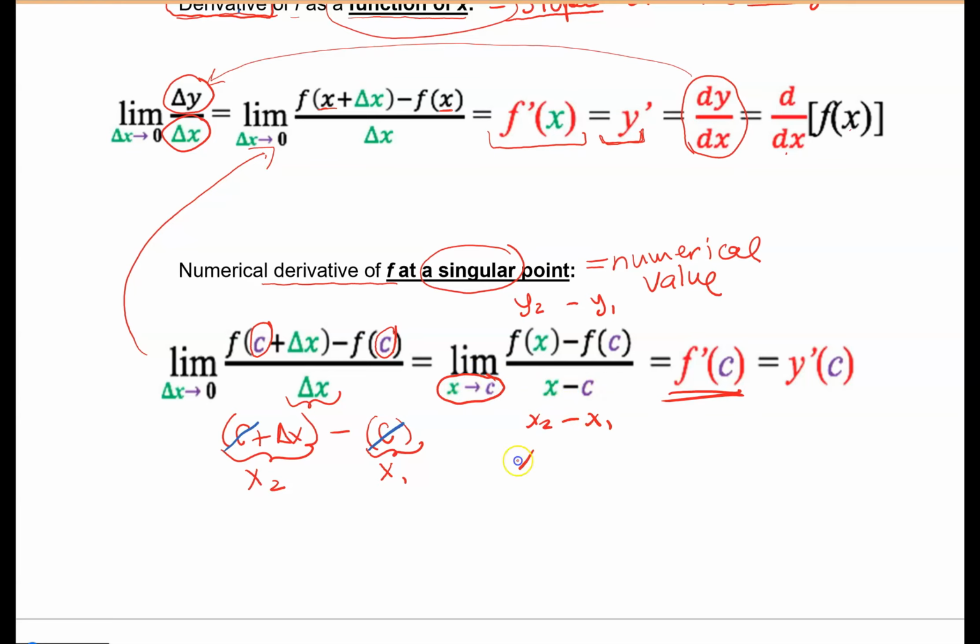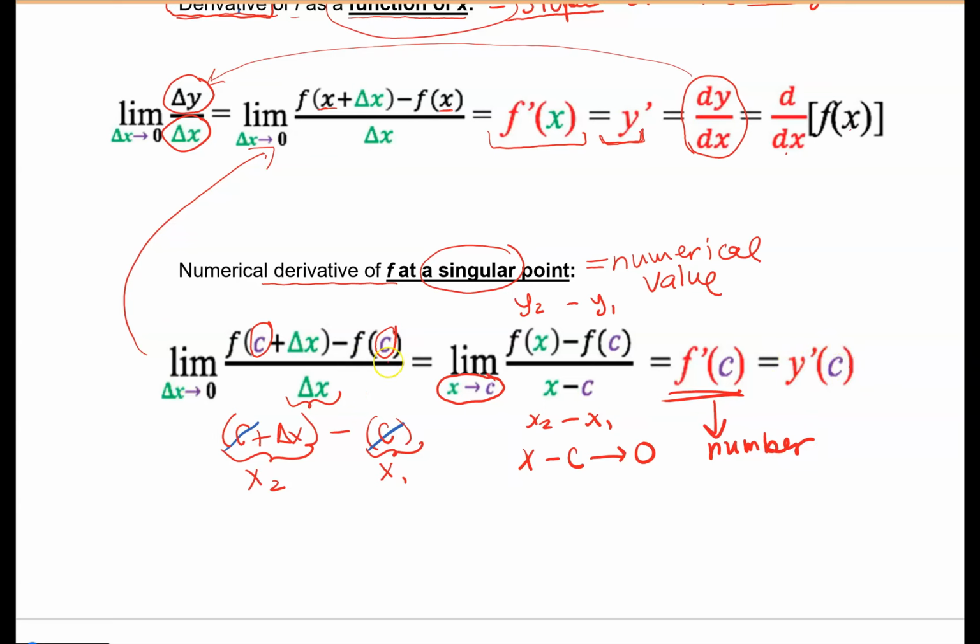Well, as x approaches c, x minus c approaches 0, right? Because the closer x gets to c, the difference between them gets smaller and smaller. So it's essentially the same thing. The change in x is still going to 0 in this slope. Therefore, I'm finding a slope at one point, which is a slope of a tangent line, which is f prime of c, the derivative of f at c, which is a number, right? One particular value. Or you could call that y prime of c.